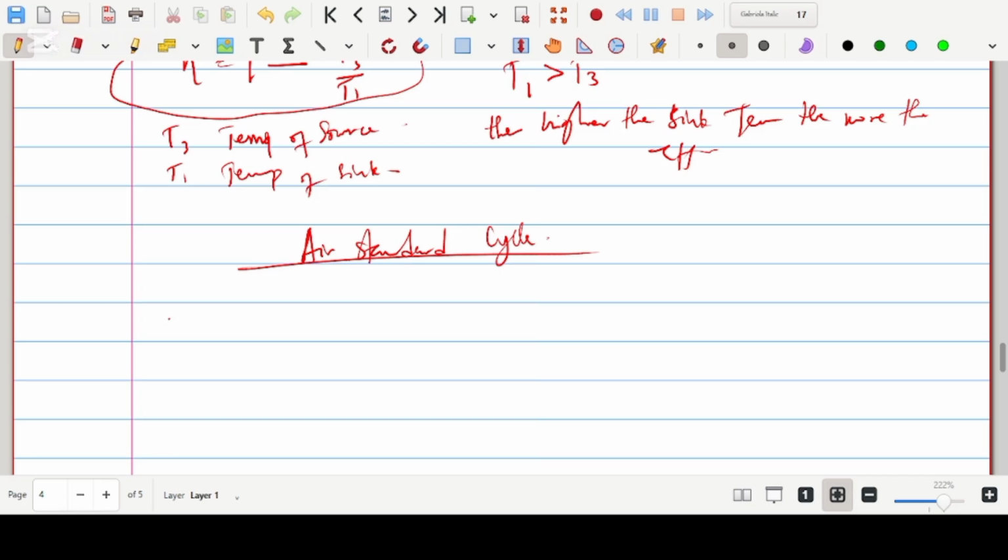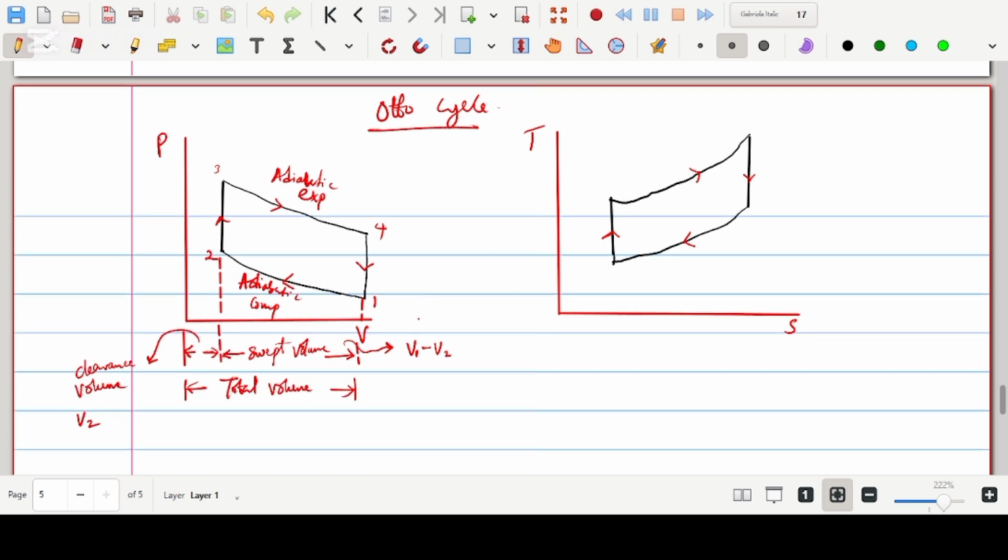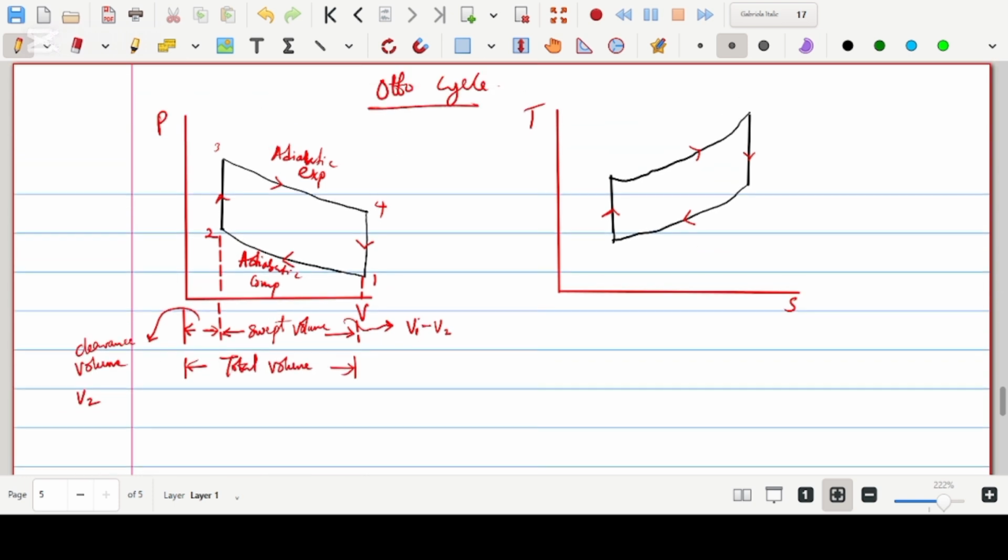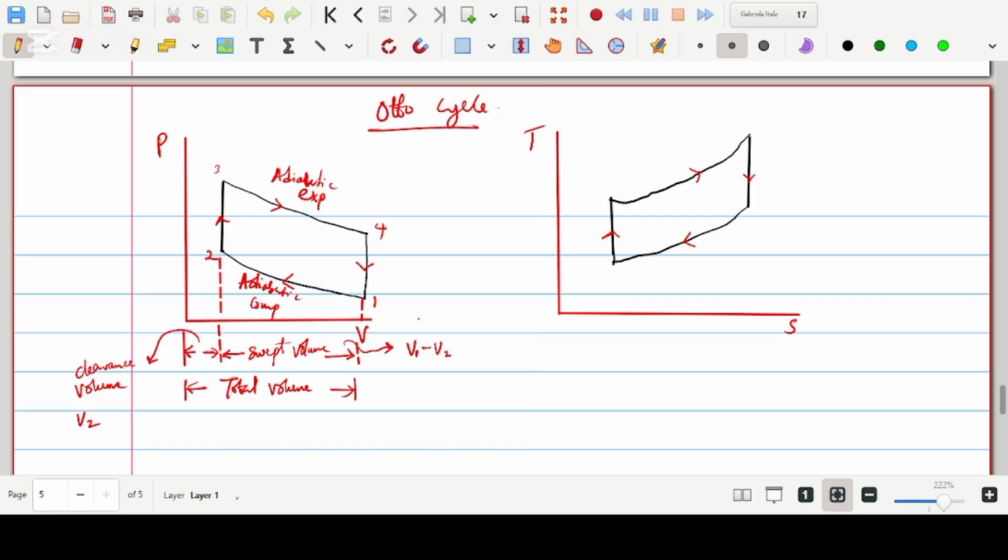So for the air standard cycle, the thermal efficiency is just 1 minus T2 over T1. It's the same thing: this one is the source and this one is the sink. Now let's quickly go to the Otto cycle, because it is one of the most interesting parts of thermodynamics. For this one, we have the PV diagram and the TS diagram as well.